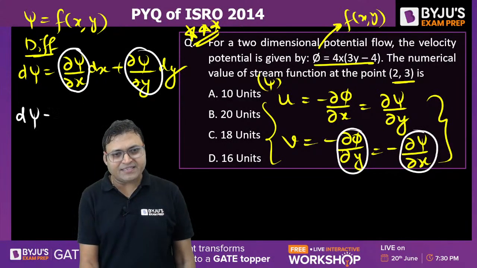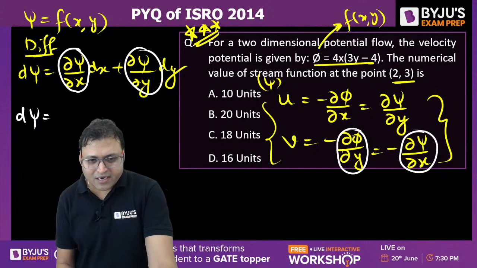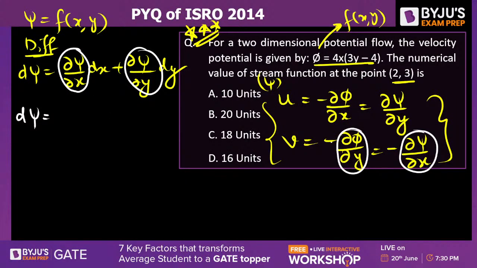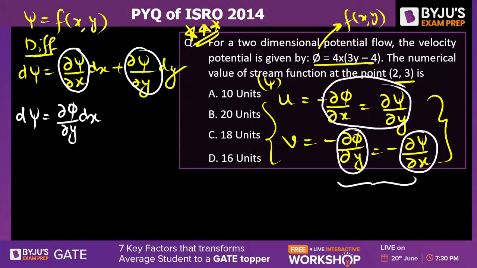Can we write d psi is equal to, what is del psi by del x? Isn't it del phi by del y into dx? What is del psi by del y? It is minus of del phi by del x, minus of del phi by del x into dy. Do you guys understand it?